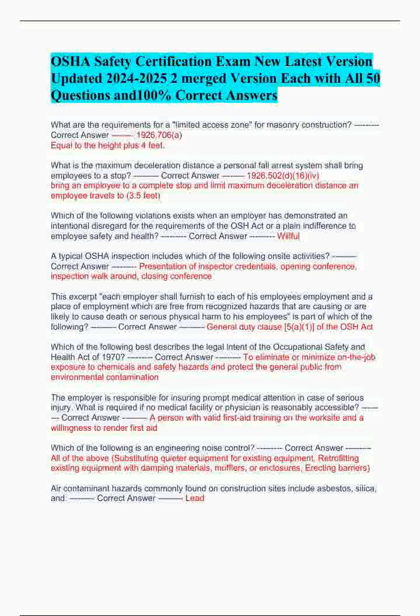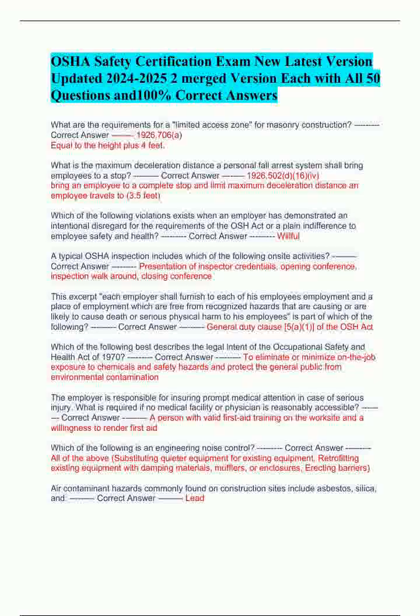Which of the following violations exists when an employer has demonstrated an intentional disregard for the requirements of the OSHA Act or a plain indifference to employee safety and health? Correct answer, willful. A typical OSHA inspection includes which of the following on-site activities? Correct answer, presentation of inspector credentials, opening conference, inspection walk-around, closing conference.